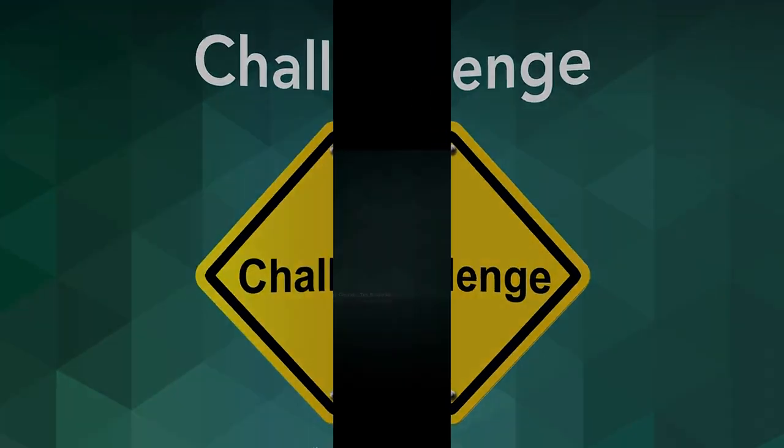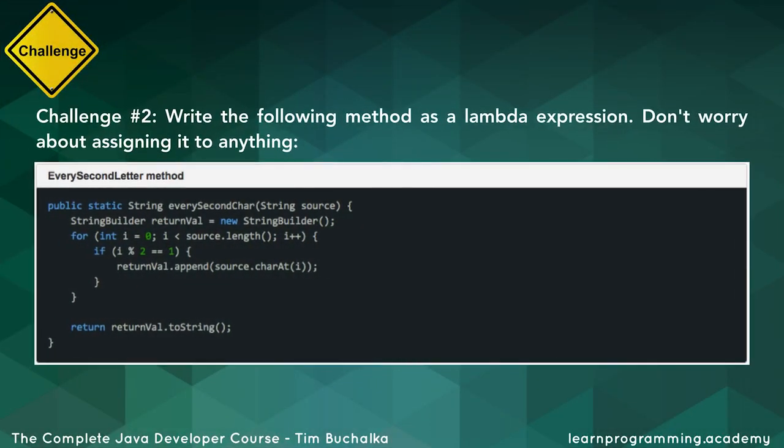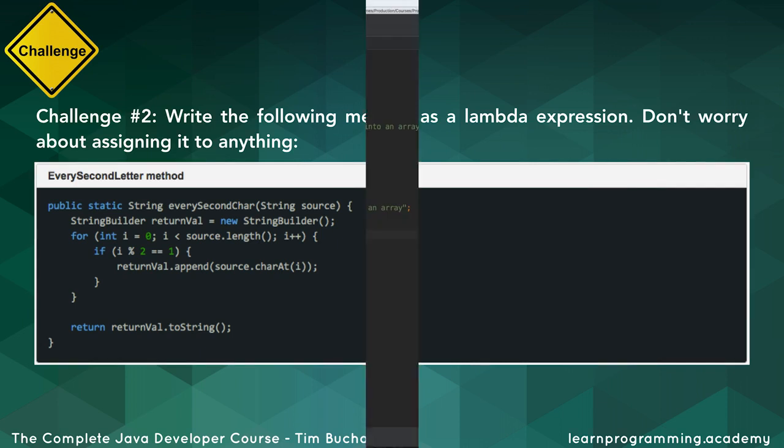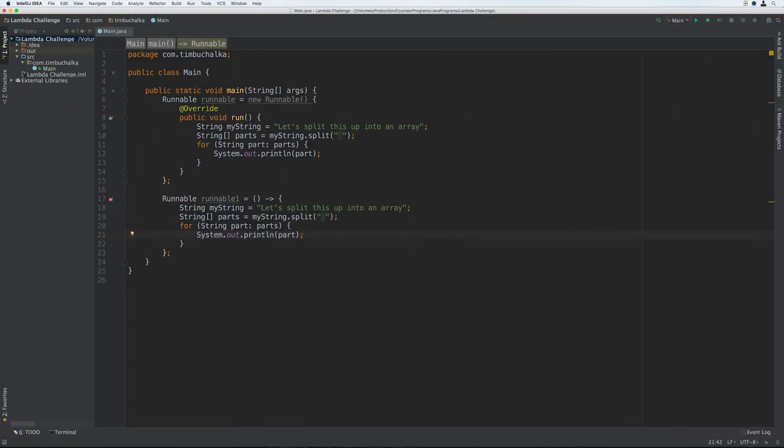All right, so challenge number 2. So we're going to write the following method as a Lambda expression. Now don't worry about assigning it to anything at this stage. So pause the video and I'll see you when you come back. Alright, so how do we go about doing that? So we start off with the parameter, so it's s in this case, and then an arrow token and a code block. And then we just put our code in.